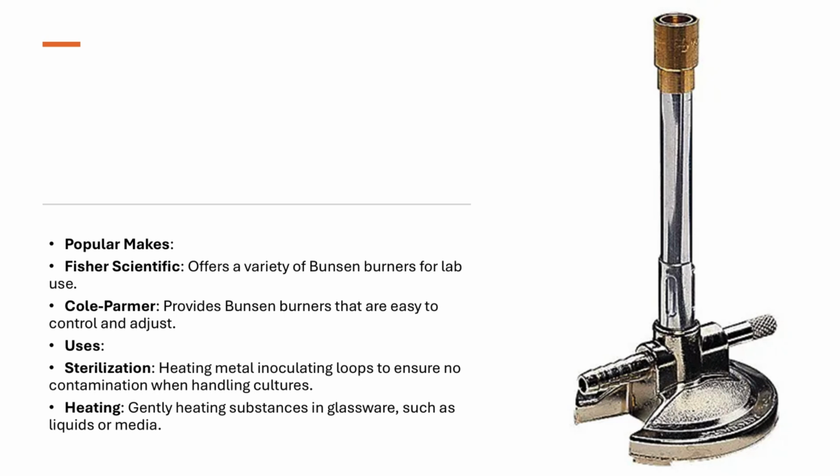Heating substances. Bunsen burners are also used for gently heating substances, such as liquids or media, in glassware. Whether you're preparing growth media or heating up liquid samples, the adjustable flame allows for precise control over the temperature.